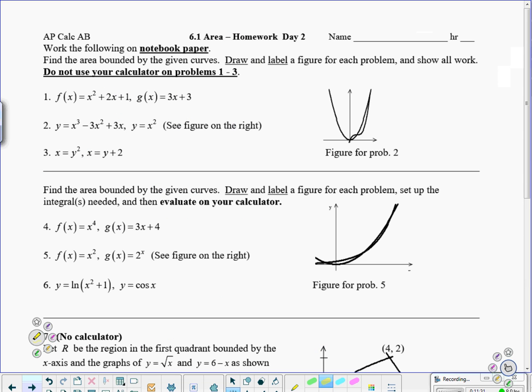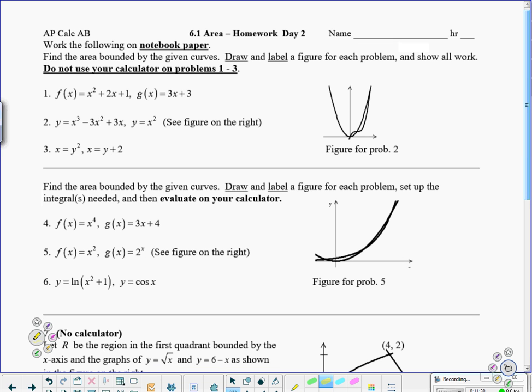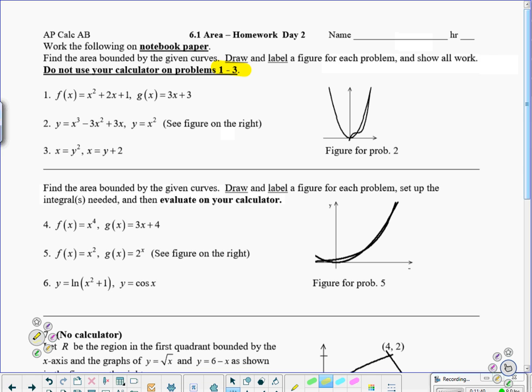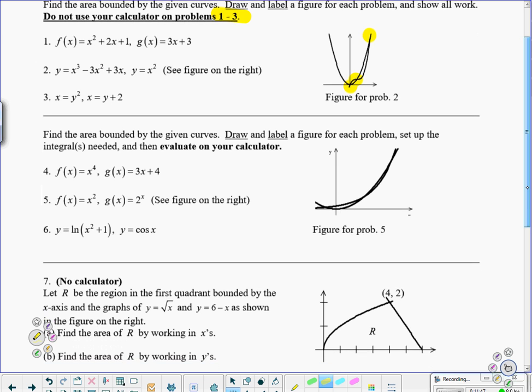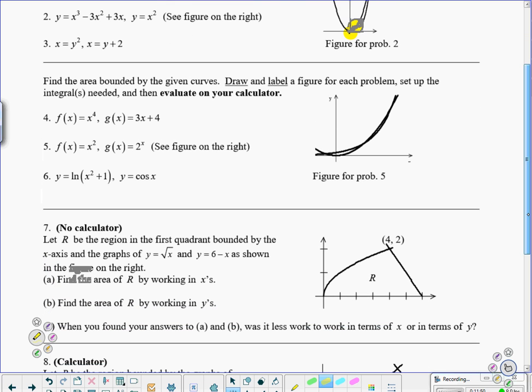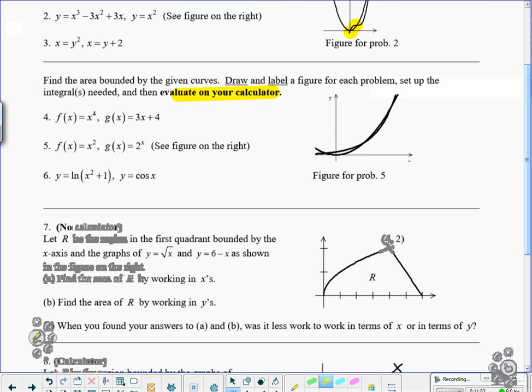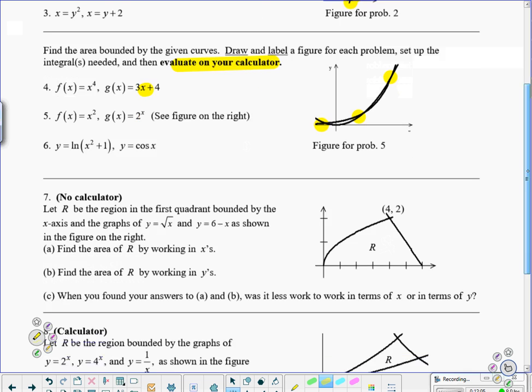What I'd like you to work on for homework is the problems here on the day 2 homework. You will watch for some places. This one says don't use your calculator, which means I should be able to find these intersection points by setting my functions equal to each other and doing the algebra necessary. This one does say use your calculator, so to find this intersection point, there's one too. You'll probably want to use your calculator on it. This is for problem 5, but the same is true for these others. You're probably going to use your calculator to come up with that.